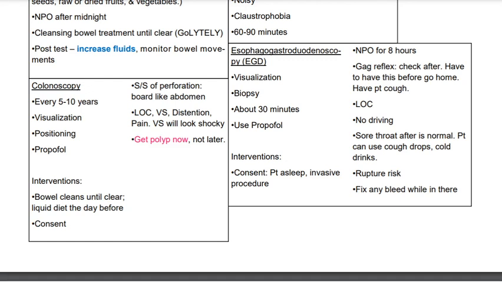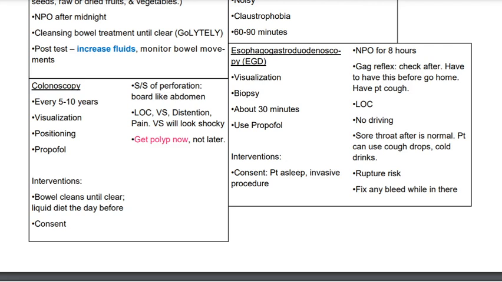So when you do a colonoscopy, we're going to worry about positioning the patient, and they love to use propofol, which is the sedation for a colonoscopy. But here's the thing with a colonoscopy. Whenever we stick something inside of the colon or in the esophagus, either way, we worry about perforation. That's going to be big, and you worry about a rigid, board-like abdomen. That is a sign that you have some type of perforation.